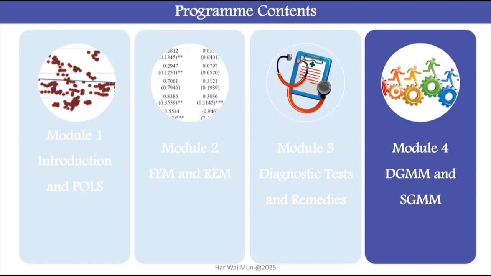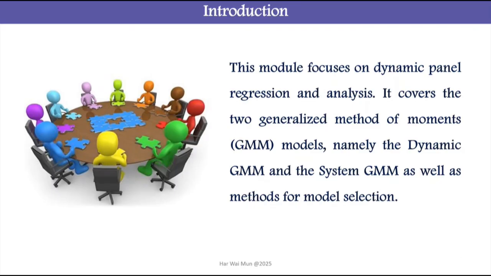The technical term we call here is autocorrelation, like just now we had serial correlation, right? So if you have serial correlation, you have to take it into consideration. Therefore, you have a dynamic model. This module focuses on dynamic panel regression and analysis. It covers the generalized method of moments, GMM. So we have two: one is dynamic GMM, one is system GMM.